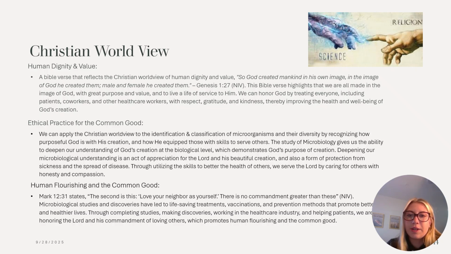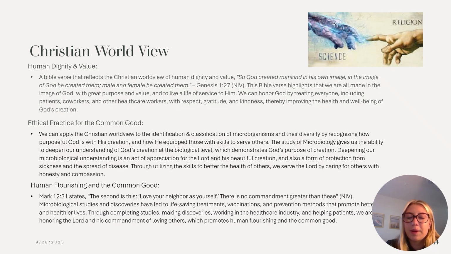We can honor God by treating everyone, including patients, coworkers, and other healthcare workers, with respect, gratitude, and kindness, thereby improving the health and well-being of God's creation. Ethical practice and the common good. We can apply the Christian worldview to the identification and classification of microorganisms in their diversity by recognizing how purposeful God is with his creation and how he equipped those with skills to serve others.